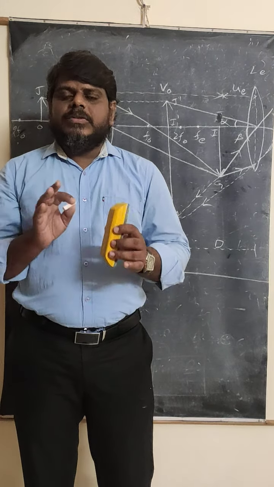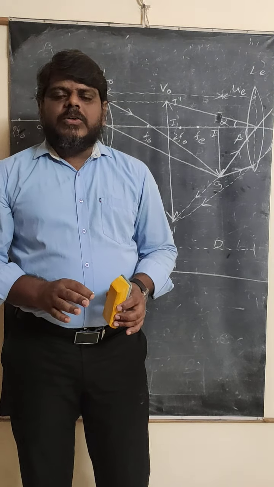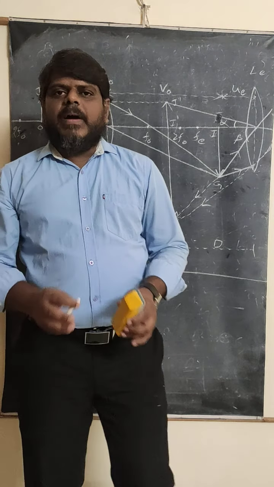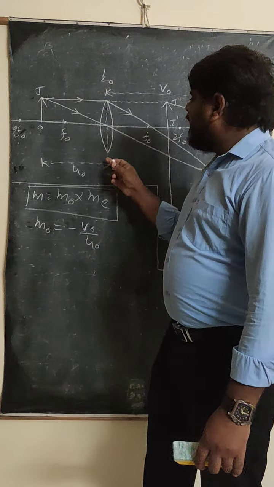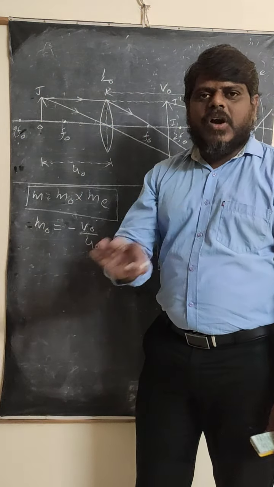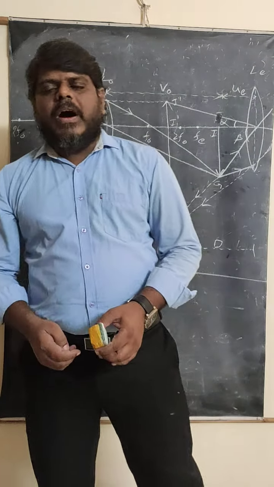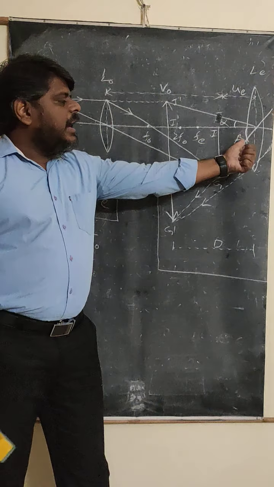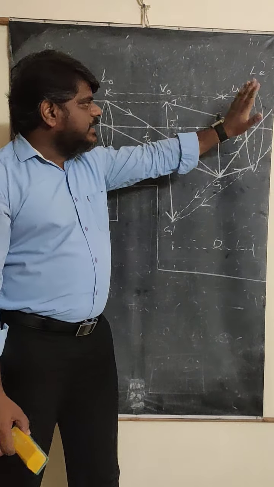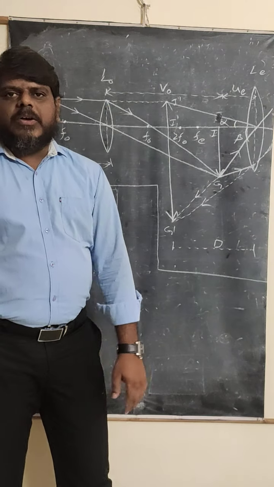Once again, don't forget, for the compound microscope, for near point and far point, the objective lens magnification does not change. It is constant. What is that value? V0 by U0. For near point and far point, which magnification will change? The eye lens magnification will change, because it acts as a simple microscope.